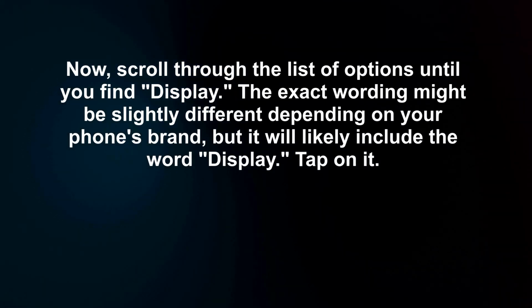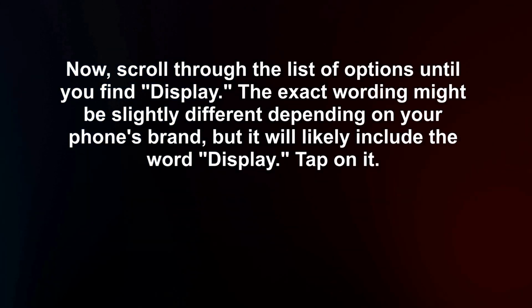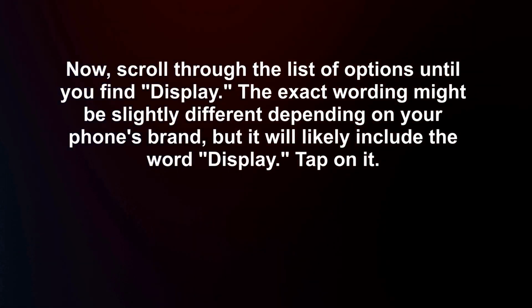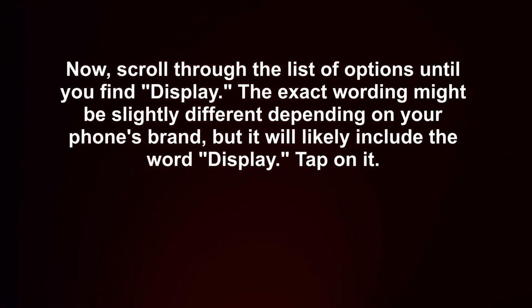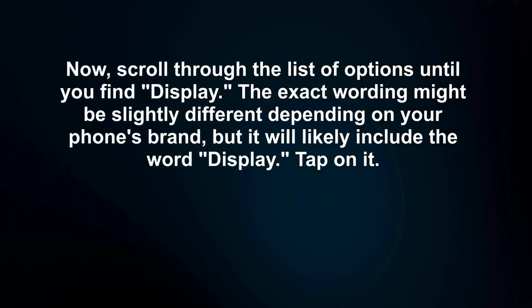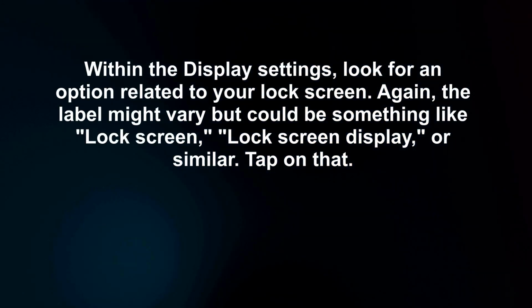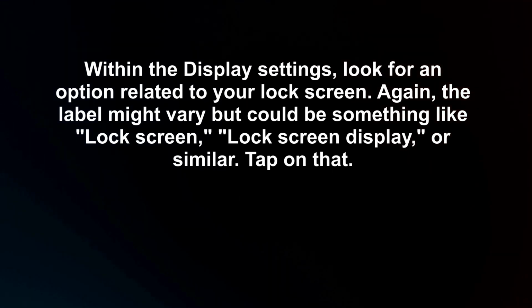Now, scroll through the list of options until you find Display. The exact wording might be slightly different depending on your phone's brand, but it will likely include the word Display. Tap on it. Within the display settings, look for an option related to your lock screen.